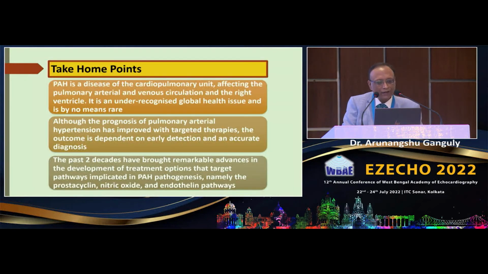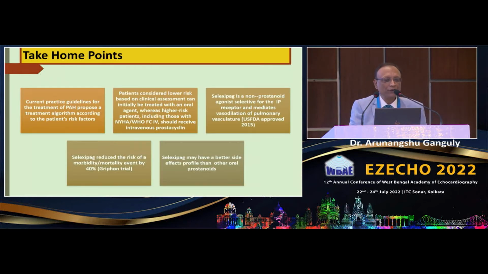So the take-home point is, PAH is a disease of the cardiopulmonary unit affecting the pulmonary arterial and venous circulation and the right ventricle. It is an under-recognized global health issue. Current practice guidelines for the treatment of PAH propose a treatment algorithm according to the patient's risk factors. Patients considered lower risk based on clinical assessment can initially be treated with an oral agent, whereas higher risk patients, including those with functional class 4, should receive intravenous prostacyclin.